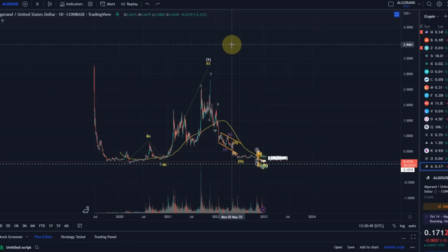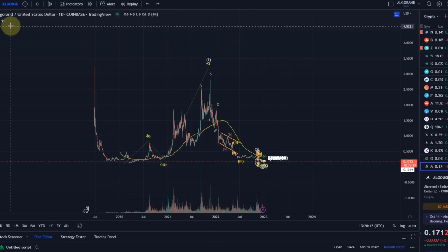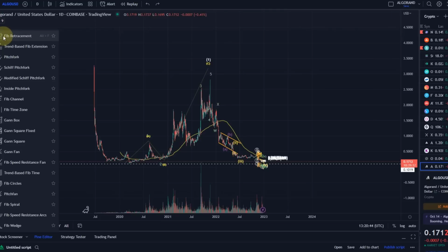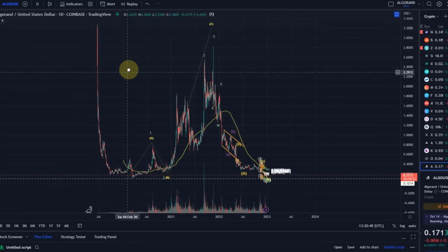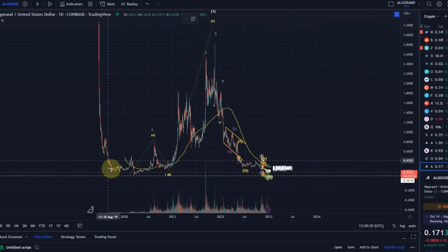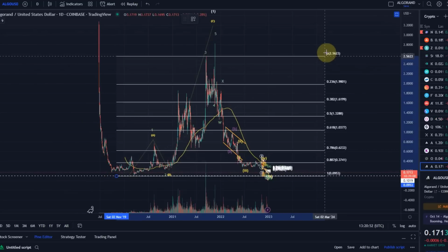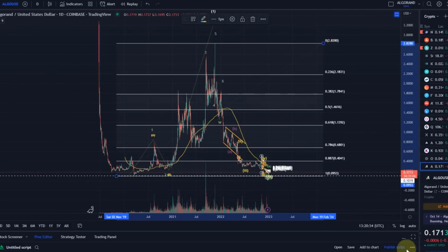And obviously this is not so much of a problem if you hold certain support levels. But the problem is, like with many coins, Algorand didn't hold key support levels. So the last main Fibonacci support would have been the 88.7% Fib level.